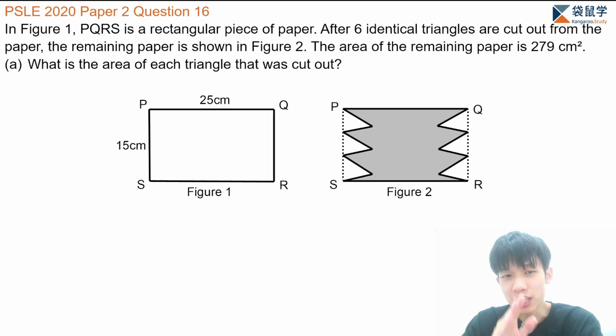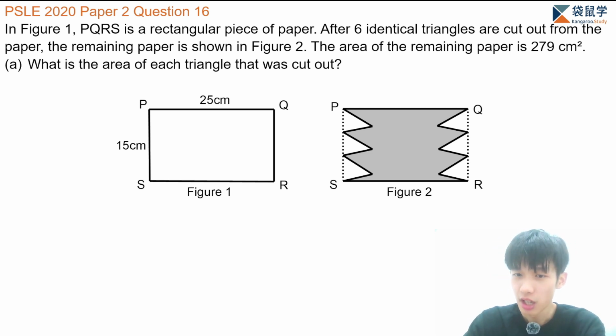What is the area of each triangle that was cut out? So we have cut out how many triangles? 6 of them. And what's the relation between the areas they have? Oh, they are exactly the same. It's because the question mentioned 6 identical triangles. After cutting out, what's the remaining area? Oh, 279 centimeters square. So in that case, actually we can find the total of the entire rectangle and find out how many for the 6 triangles being cut out.